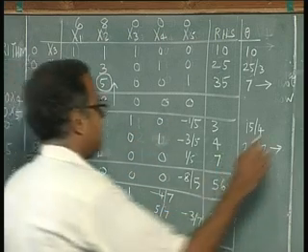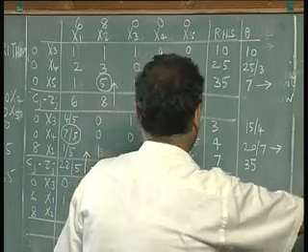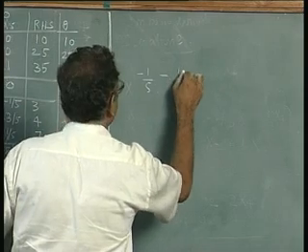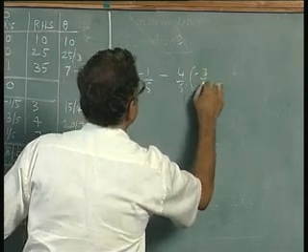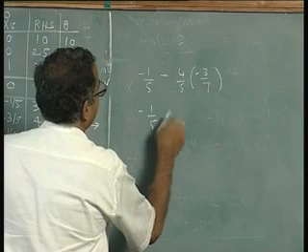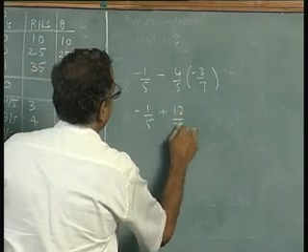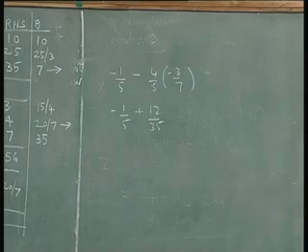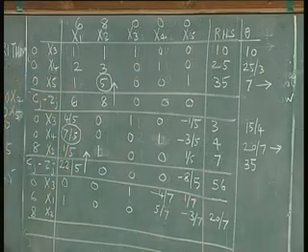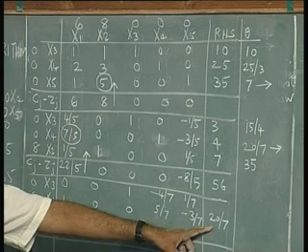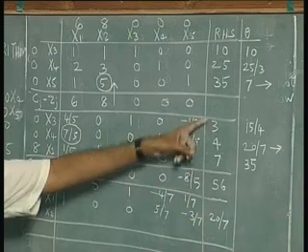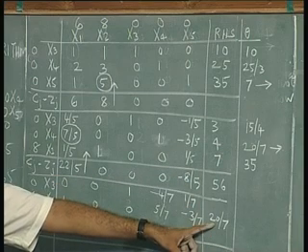Minus 1 by 5 minus 4 by 5 into minus 3 by 7 would give minus 1 by 5 plus 12 by 35. So this will become 5 by 35, which is 1 by 7. So you get a 1 by 7 here. 3 minus 4 by 5 into 20 by 7. So 4 by 5 into 20 by 7 is 16 by 7. So 3 minus 16 by 7 is 5 by 7.